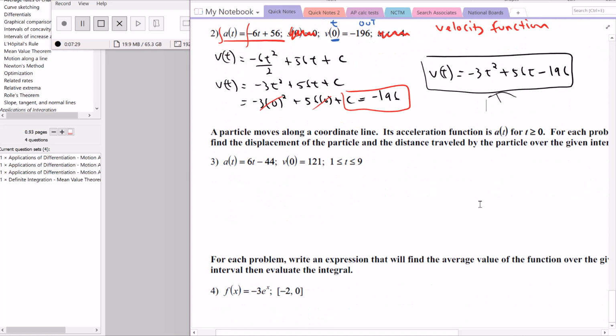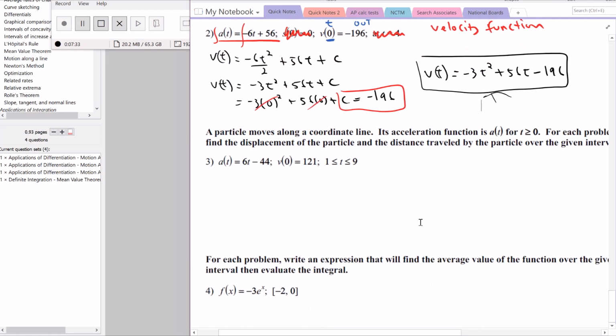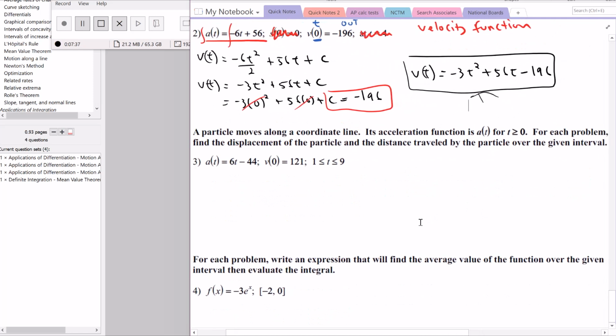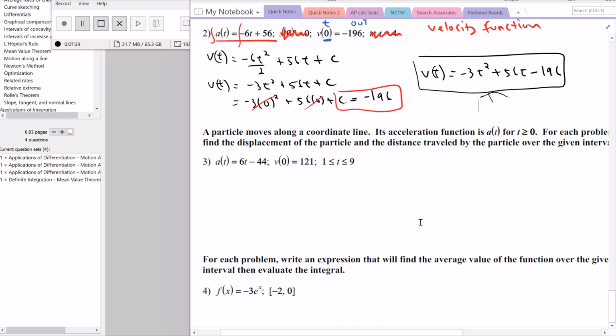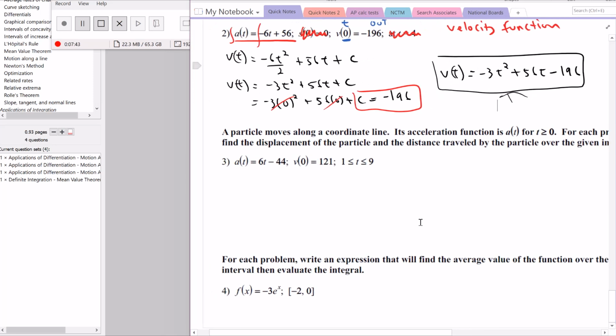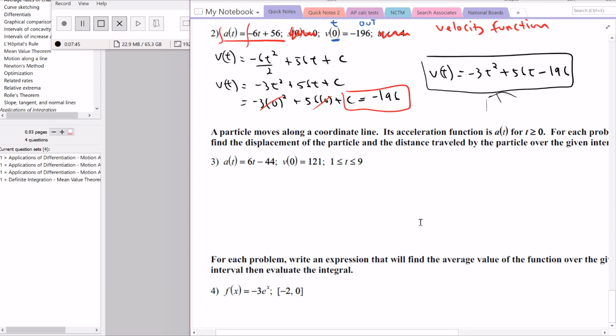It says a particle moves along a coordinate line. Its acceleration function is given. For each problem, find the displacement of the particle and the distance traveled by the particle over the given interval. So this one might not always give you an acceleration function. It might give you a velocity function sometimes as well.